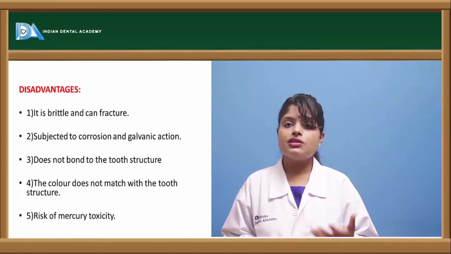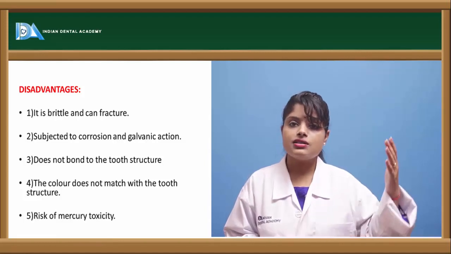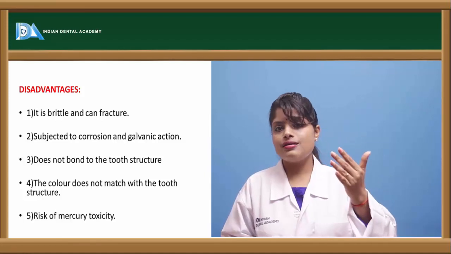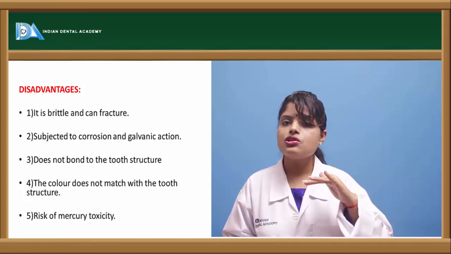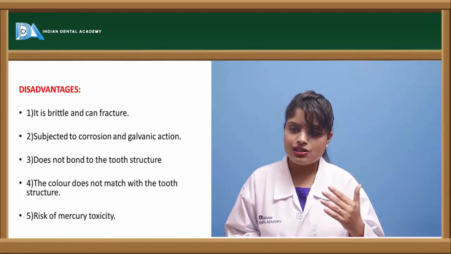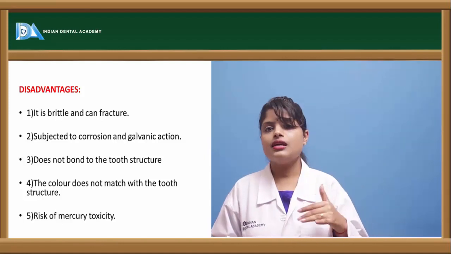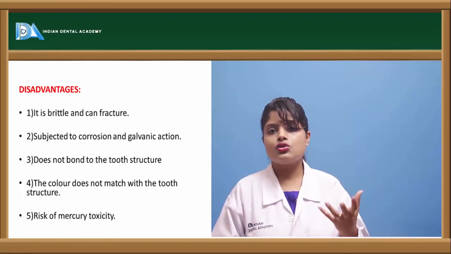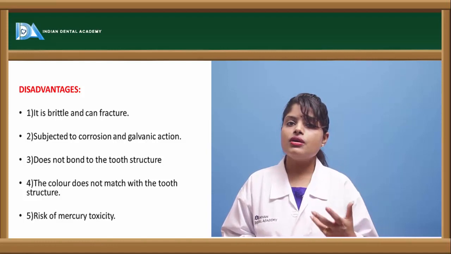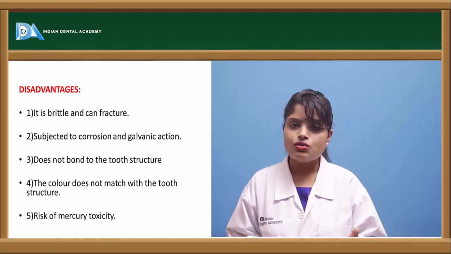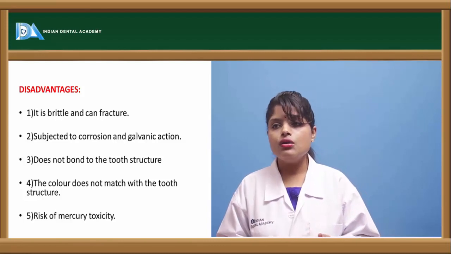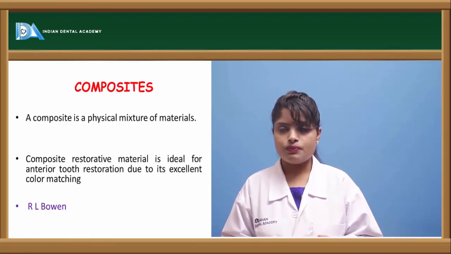It can also be subject to galvanic action. For example, if a gold restoration is done in the upper arch and an amalgam restoration is done in the lower arch, it will lead to galvanic action. That is, they can act as electrodes and lead to electric shock in the oral cavity. Then there is also a risk of mercury toxicity, as mercury can escape from the amalgam and lead to mercury toxicity.